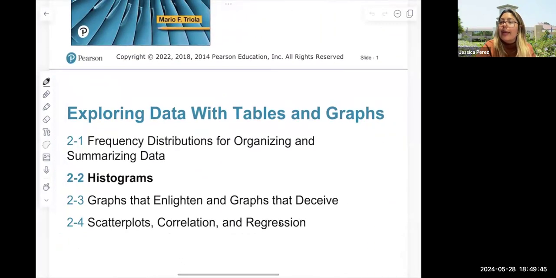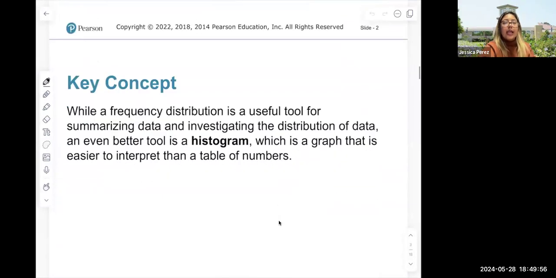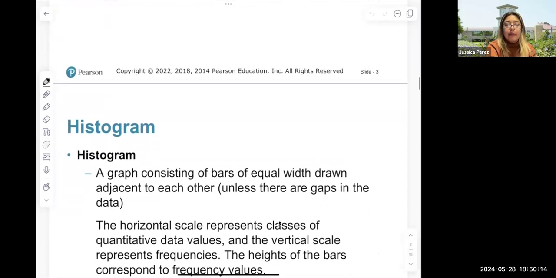In 2.2, a histogram is a graph of a frequency distribution. So we'll talk about that. What is the key concept? While a frequency distribution is a useful tool to summarize and investigate the distribution of the data, there is an even better tool, which is called the histogram, which is a graph that is easier to interpret than the table of values. So it's actually going to be a visual graph.